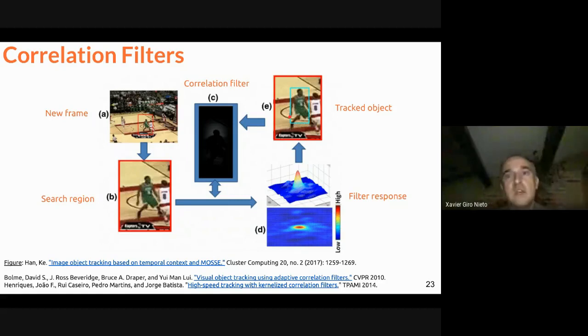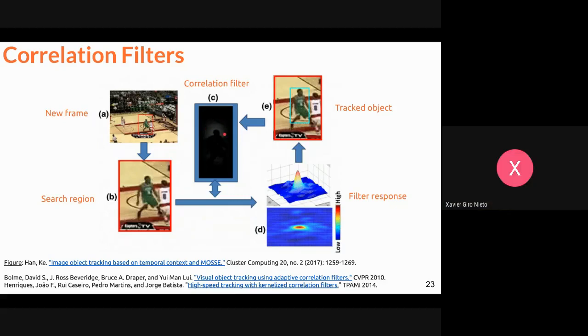In a general setup, what you would do as well is, as we now have a new instance of the object being tracked, this allows us to update the correlation filter so that in the next frame, this correlation filter is aware of the new appearance and position of the object. So this is a very generic concept, not specific to deep learning. Let's see how this can be exploited by deep neural networks.